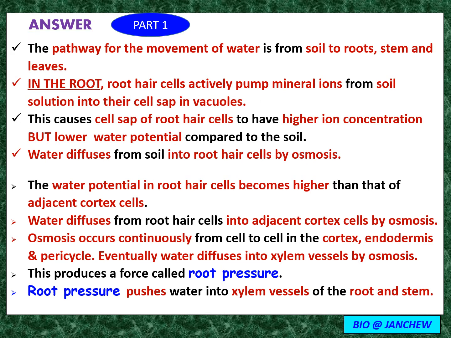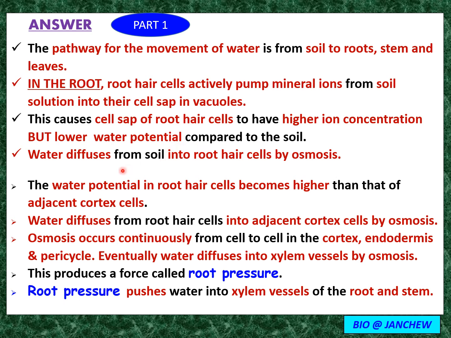So here's the answer, which is similar to the notes that we have discussed just now. The pathway for the movement of water is from soil to roots and then to the stem and leaves. Firstly, in the roots. In the roots, root hair cells actively pump mineral ions from the soil solution into their cell sap in the vacuoles. This causes cell sap of root hair cells to have higher ion concentration but lower water potential compared to the soil.